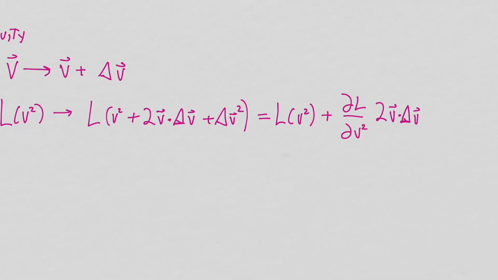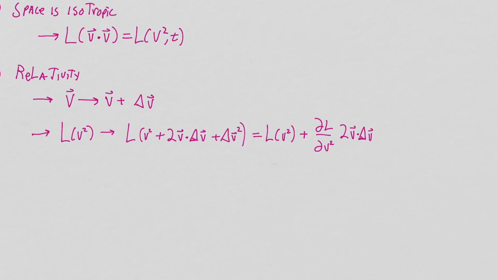And then we basically linearize what's left, right? We take this piece, the Lagrangian of V squared plus two V delta V, and we linearize it. But remember, we're considering the Lagrangian as a function of V squared.